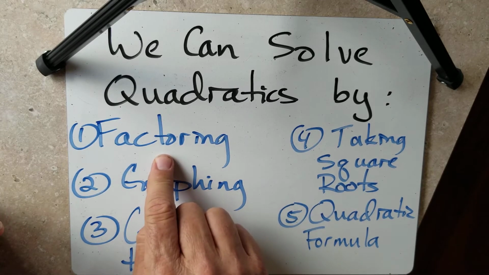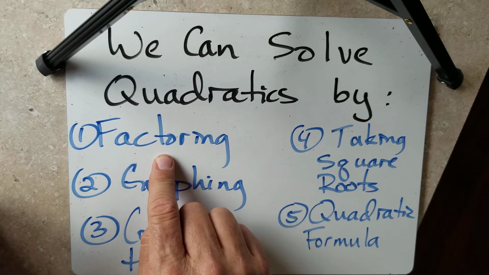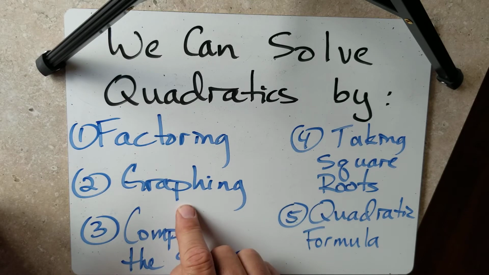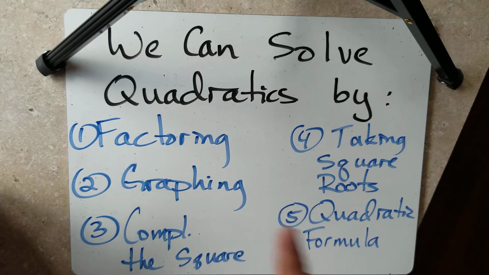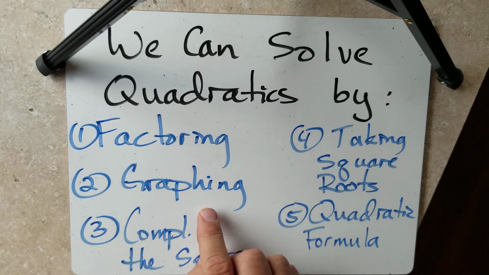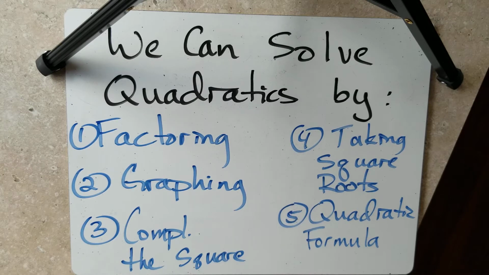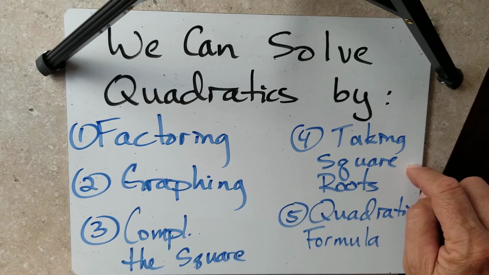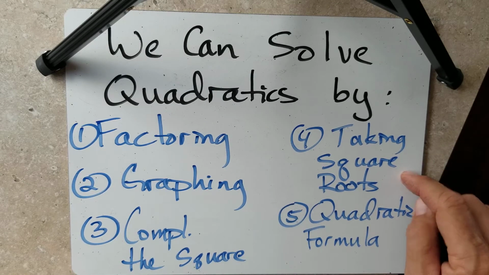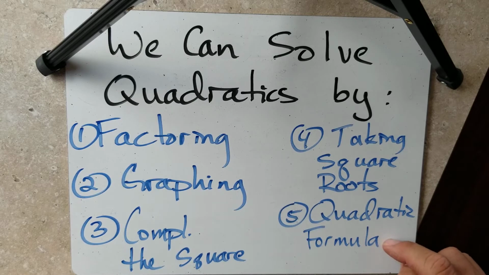Factoring works really well, and it's quick when you can factor it, but it can't always be factoring. Graphing works pretty well, but sometimes you have to estimate the x-intercepts. Like if the x-intercept's 1.36, it's hard to estimate that unless you're graphing really carefully or using Desmos. Completing the square, we just did that. Taking square roots, that only works when you don't have a bx term, but I'll talk about that in a second. Now today, the quadratic formula.